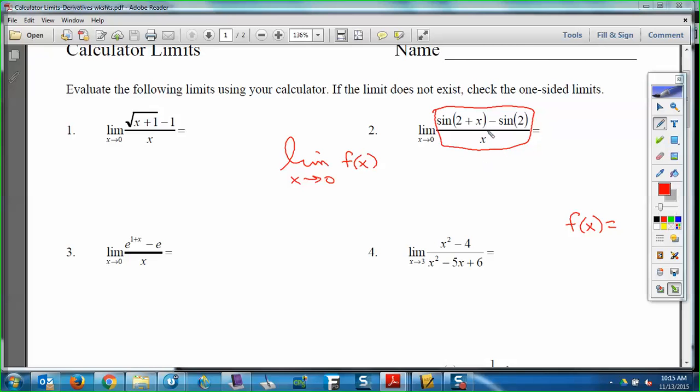As a derivative problem, what is the f of x? 2. No, that's the a. Sine of x, right? This is like the 2 plus h in here. There'd be an h there, an h there, an h there. Take out the x's, put h's in, and this would be a derivative problem. That's part of the back side of the worksheet that we're going to be working on later.